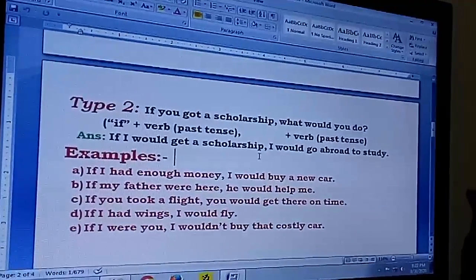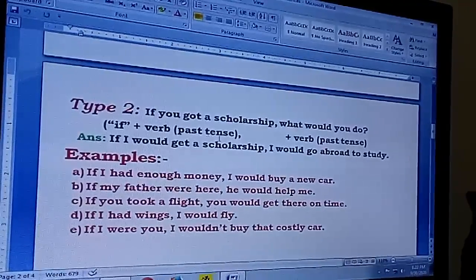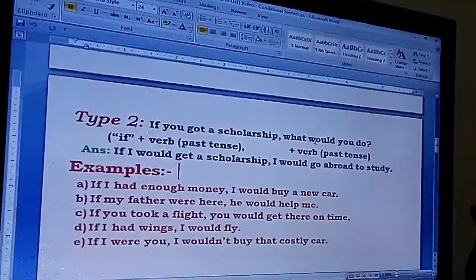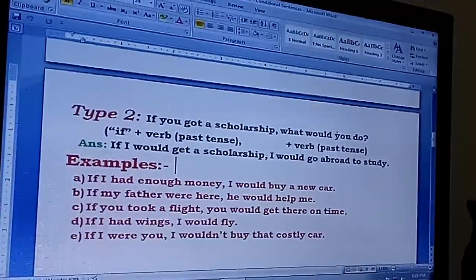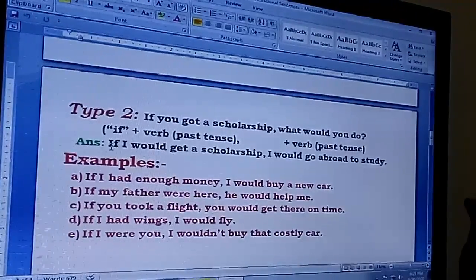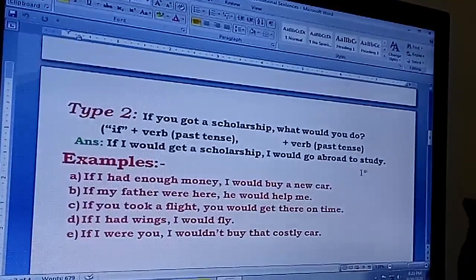So the pattern is again if plus the verb in the past tense, and here the verb is in the past tense form of the future tense. Will do, the past tense form is would do. And of course we are giving a probable answer. If I got a scholarship, I would go abroad to study.